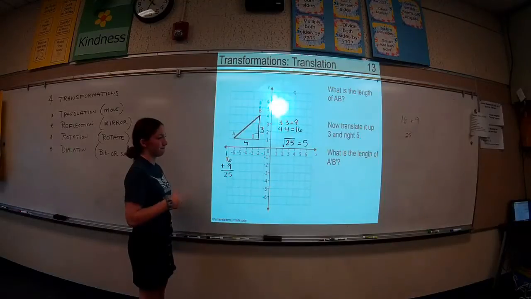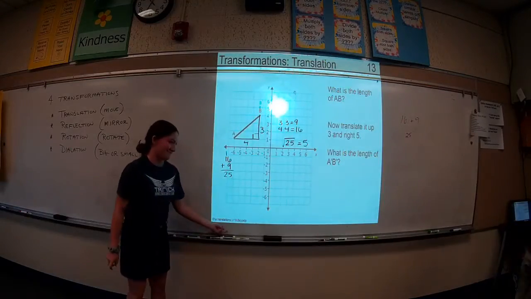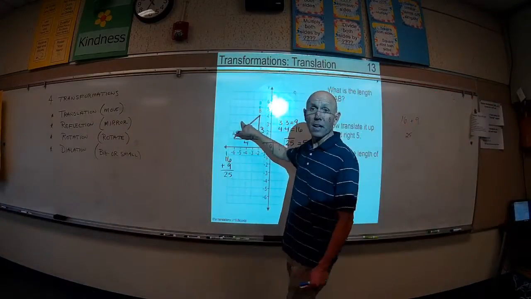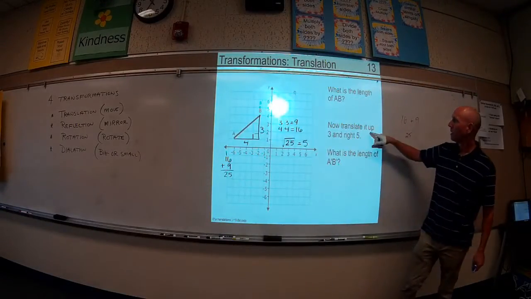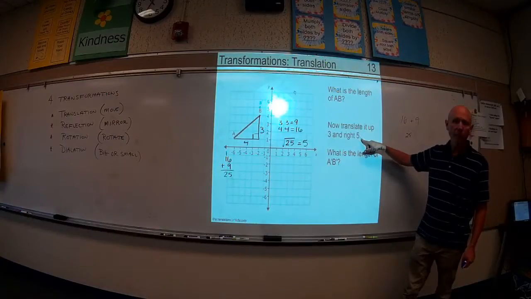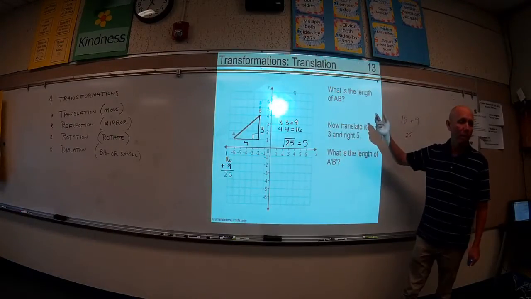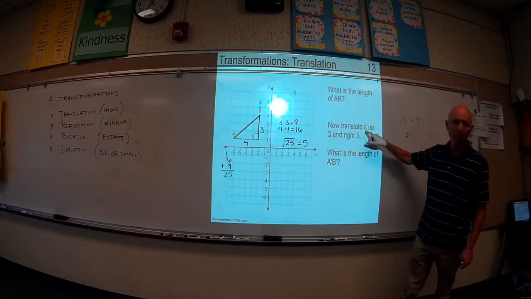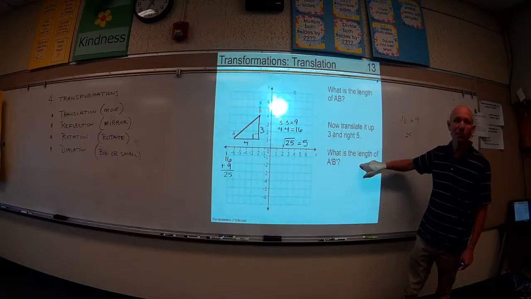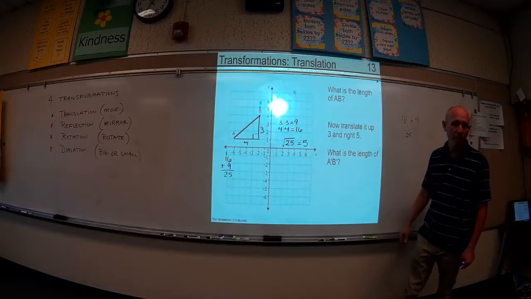So, what is the length of that side? Perfect, right? 5. That worked well. You did a good job. This is 5. What about if I move it? It's still 5. What if I translate it up 3 and right 5? Still 5. What if I rotate it? Still 5. What if I mirror it? Still 5. So do I even have to do this? No. Because I know it's 5. It's 5 and it's always going to be 5.